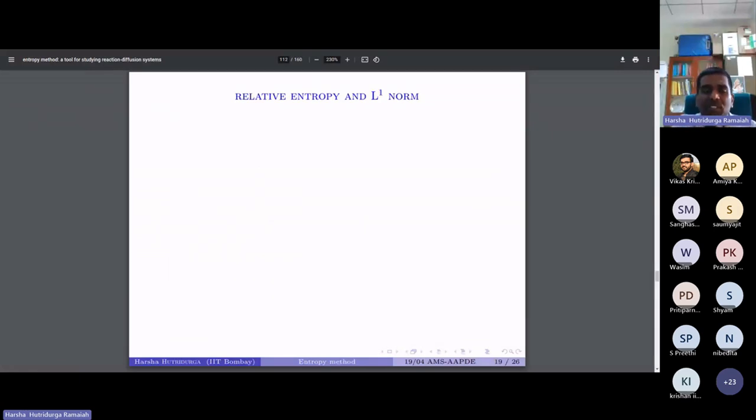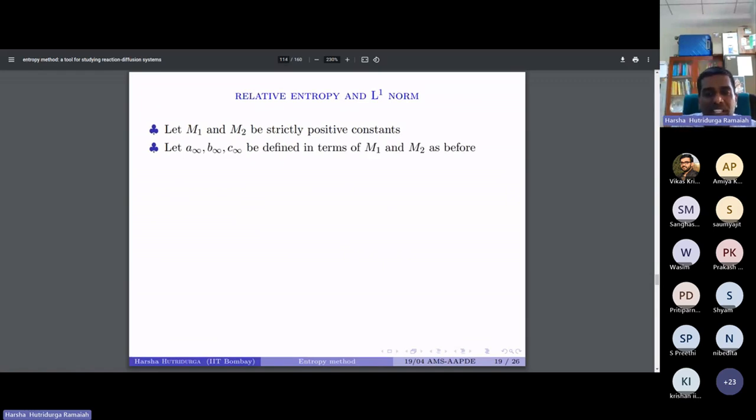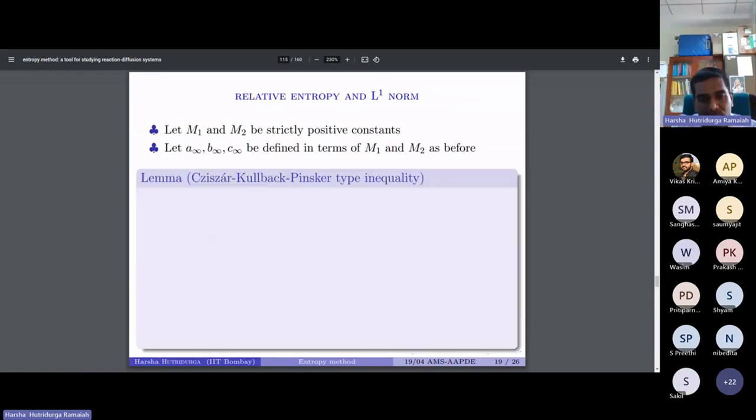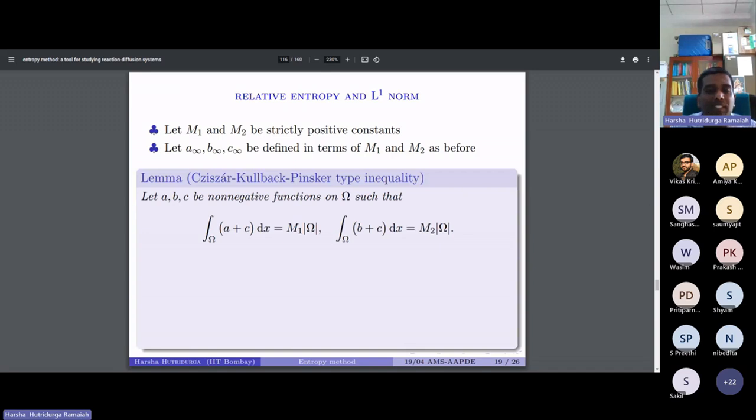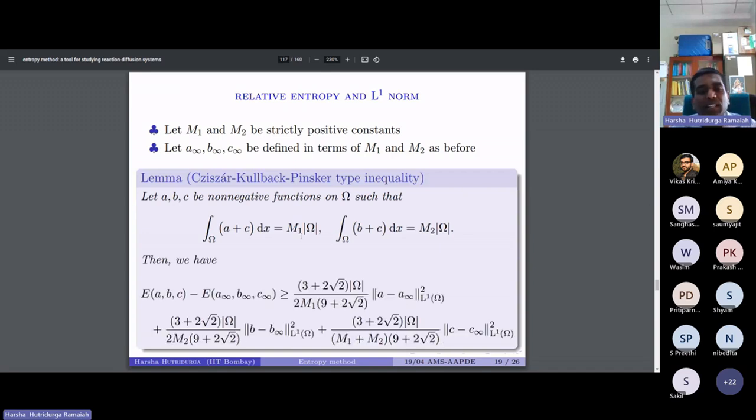And I had mentioned a phrase called the Csiszar-Kullback-Pinsker inequality, which relates this relative entropy back to the familiar L1 norm. And that is given here. I'll just skip this thing. This tells you that under certain conditions, the relative entropy can bound from below some constant times the L1 norm of these differences. So if you have shown that the relative entropy decays, you have essentially shown, thanks to this result, that the L1 norm of this difference decays.